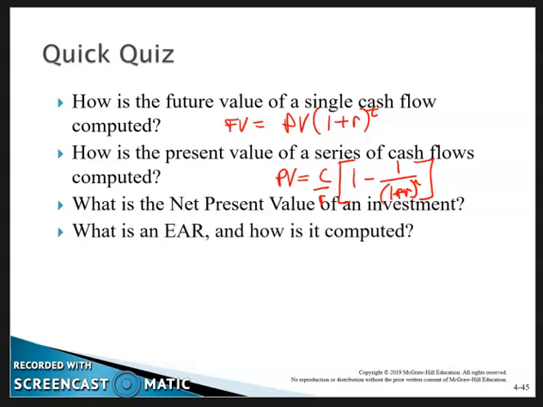Net present value of an investment is just minus the costs plus PV of cash flows.